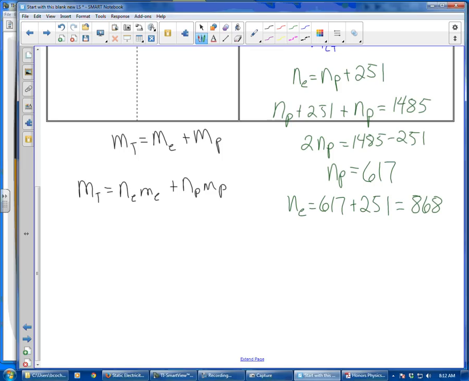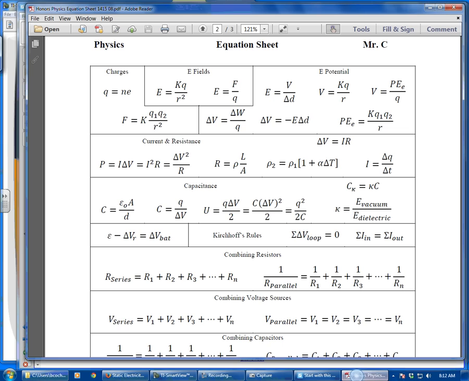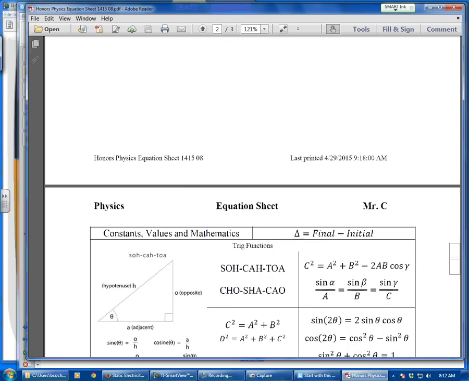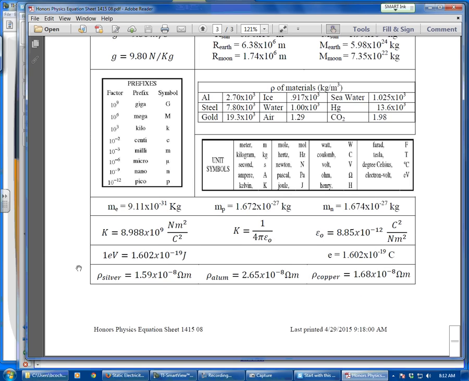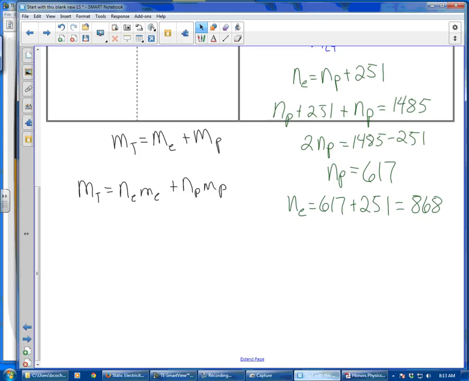You can find on our equation sheet, back to those facts and constants. Remember, it's on the back of your rubric. You have the mass of an electron, 9.11 times 10 to the minus 31st kilograms. And you have the mass of a proton, 1.672 times 10 to the minus 27th kilograms. So that's the mass of the individual particles. You know how many extra electrons you have? 868. How many extra protons? 617. Little multiplication, you got the answer for the mass. All right?